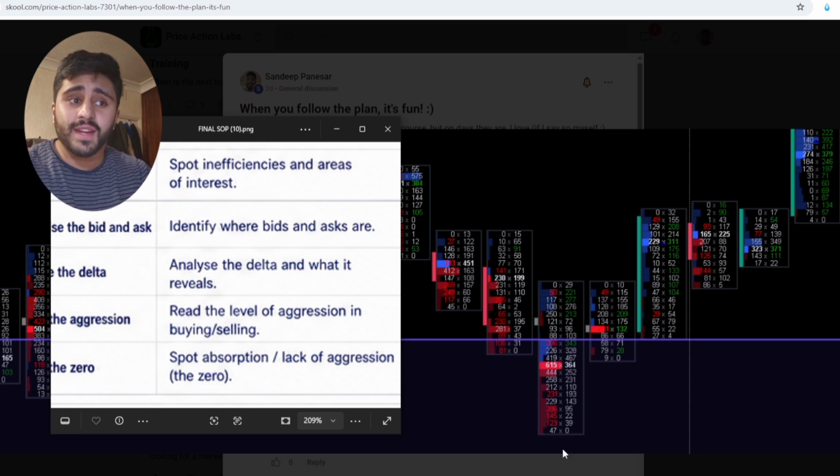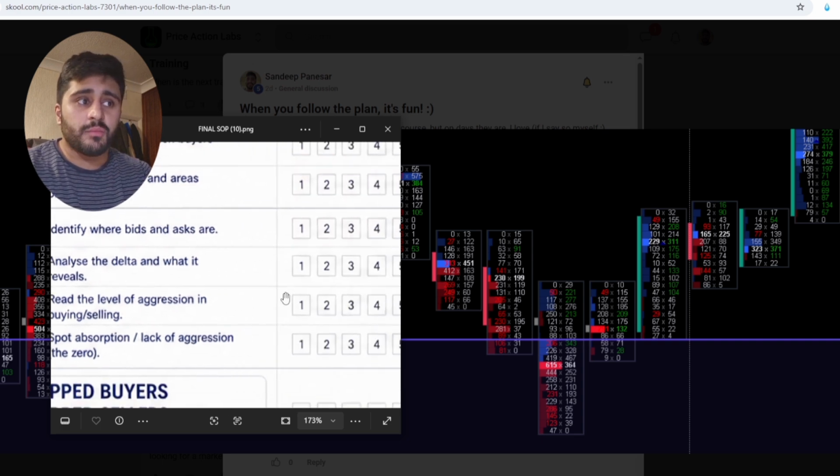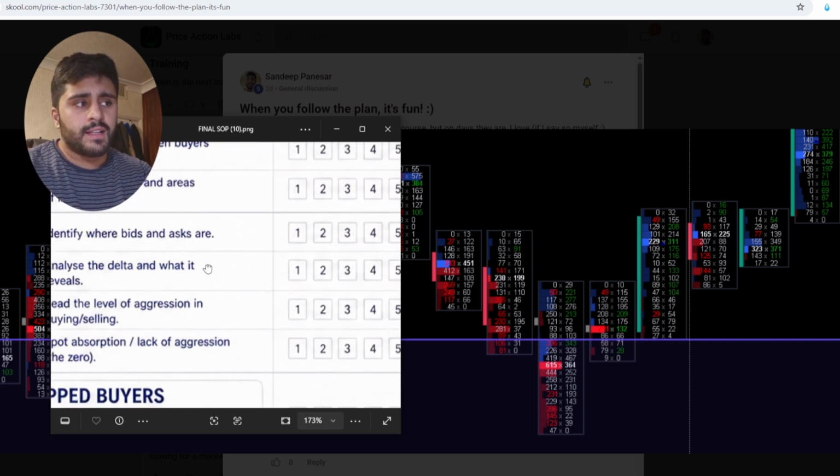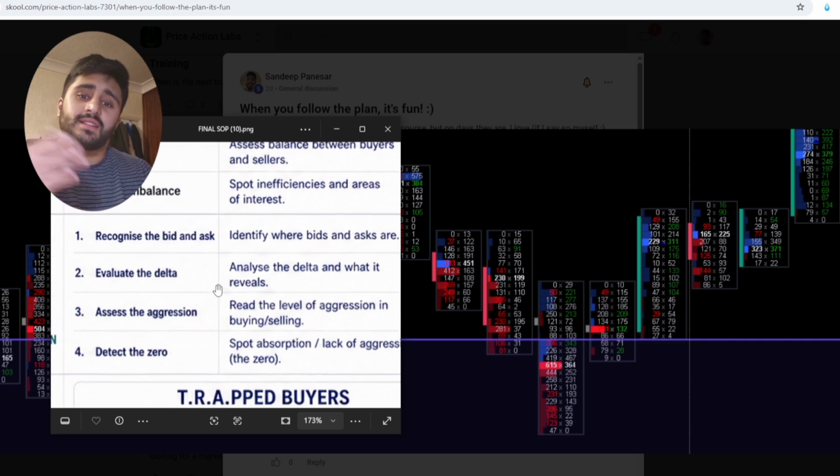And so we have a very clean representation of what the bid and ask represents. So for me, if we were to grade this out of 5, it would be 5, right? Now let's move on to evaluating the delta. This is what the E stands for in the READ acronym.